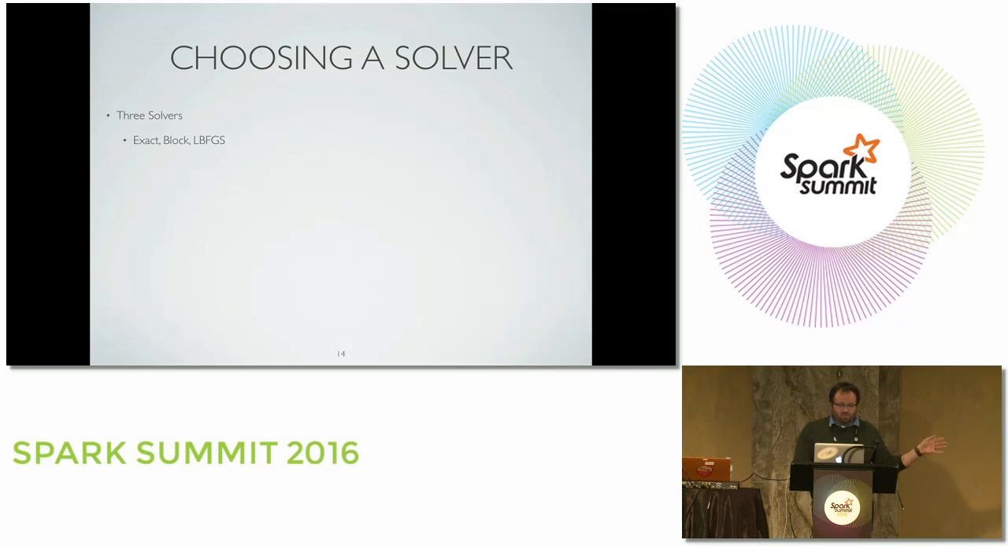So let's talk about three solvers, and all three are distributed, run in the right way on Spark. So first is an exact solver, which does this QR decomposition, which is a linear algebra technique to really solve the exact system. Another is a block solver that we developed based on block coordinate descent, and the third is an LBFGS algorithm, similar to the one that ships in MLlib today.